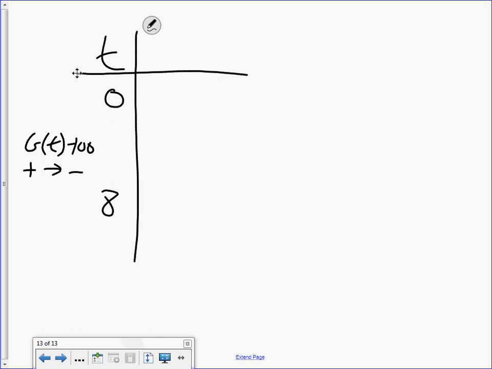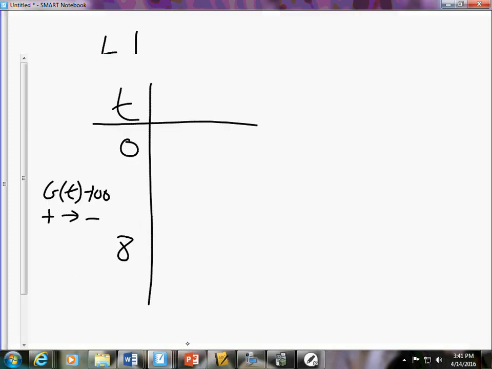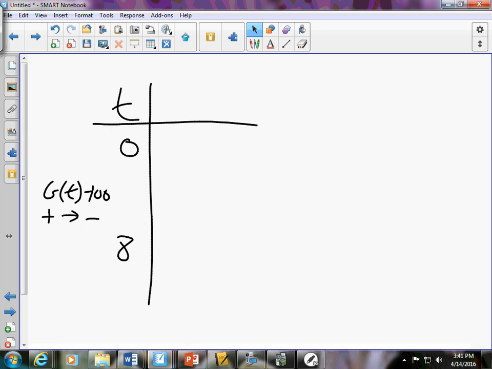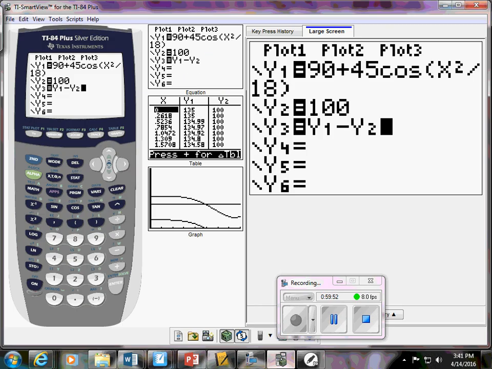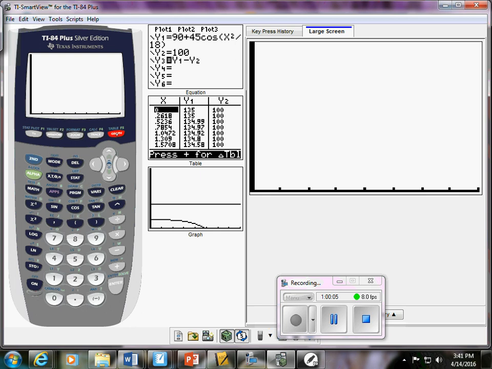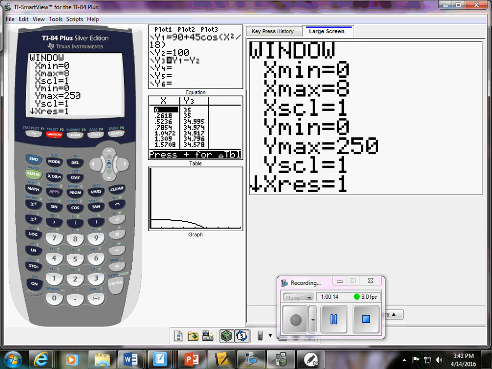You put that in Y3. You turn off the other functions so you don't get confused by them. You go to their equal sign and press enter. You just graph Y3. Oh, I don't think my window's so high. But you care where it goes from positive to negative. I just have to fix my window a little bit.